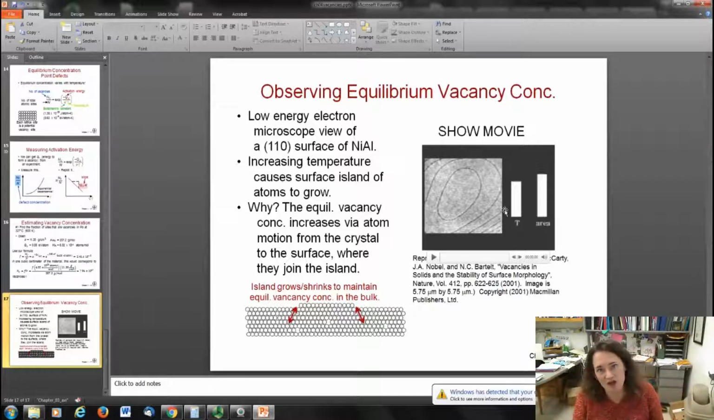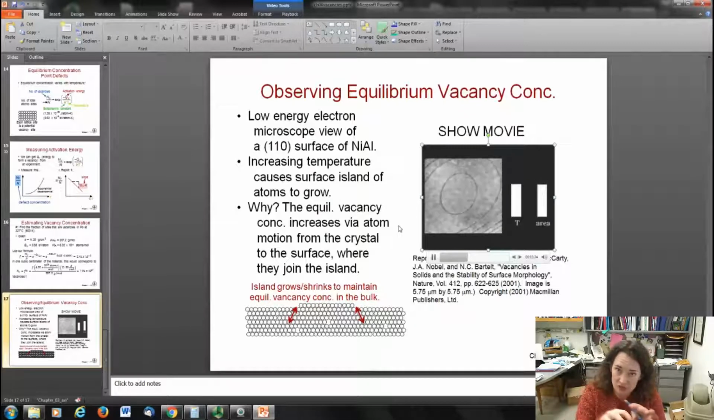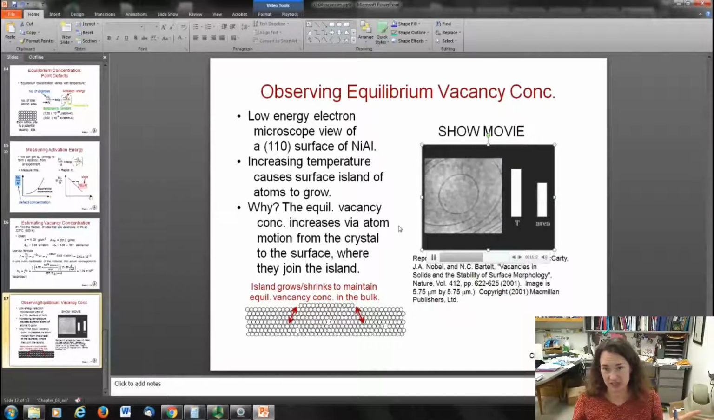And so you can watch the size of the terraces grow and shrink as it changes the temperature of the material. So watch this. So here the temperature is increasing. You can see the islands expanding, and then as the temperature decreases, the islands contract. And that's just because the atoms are hopping up from underneath as they're kicked out and the vacancies are created, and the volume of the material actually has to expand as the temperature is increased.